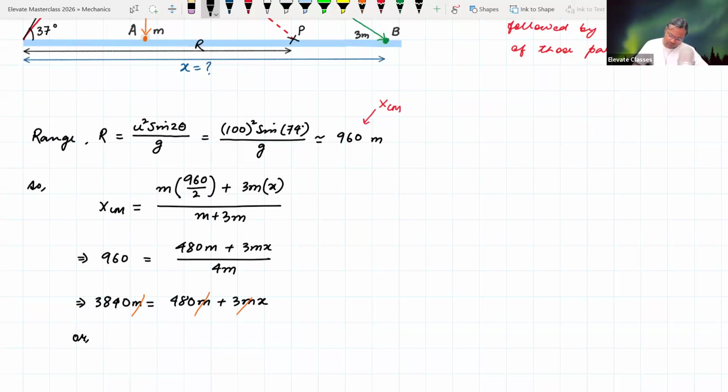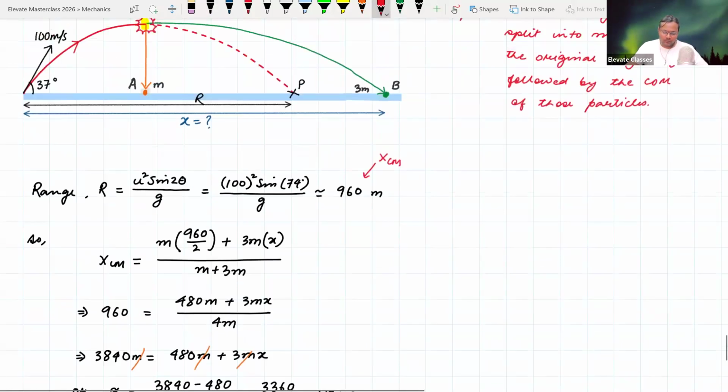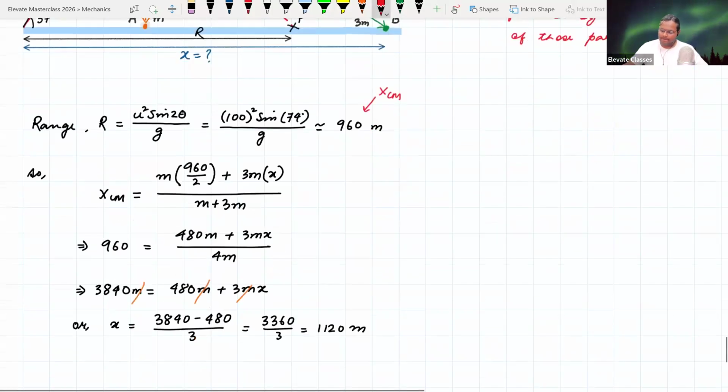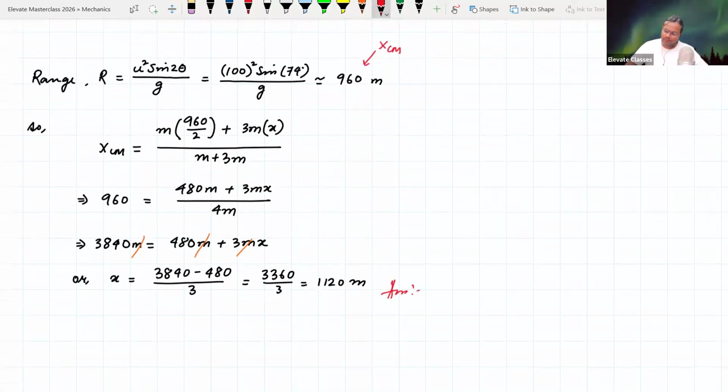and x is equal to 3840 minus 480 upon 3. So 3840 minus 480 is 3360 upon 3 is equal to 1120 meters. That's it. The answer is option number A. Answer is option number A.